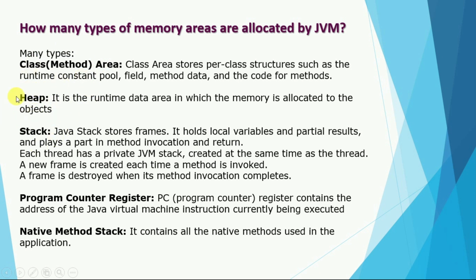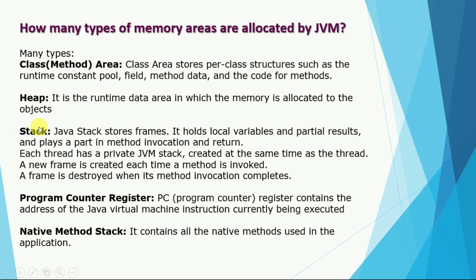And we also discussed the heap area. It is the runtime data area in the memory in which memory is allocated to objects. This area is responsible for storage of per-class structure and their fields, method data, and code. It is responsible for runtime area storage and allocation to objects. And this stores frames. It holds local variables, partial results, and temporary results, and each thread has a private JVM stack created at the same time.